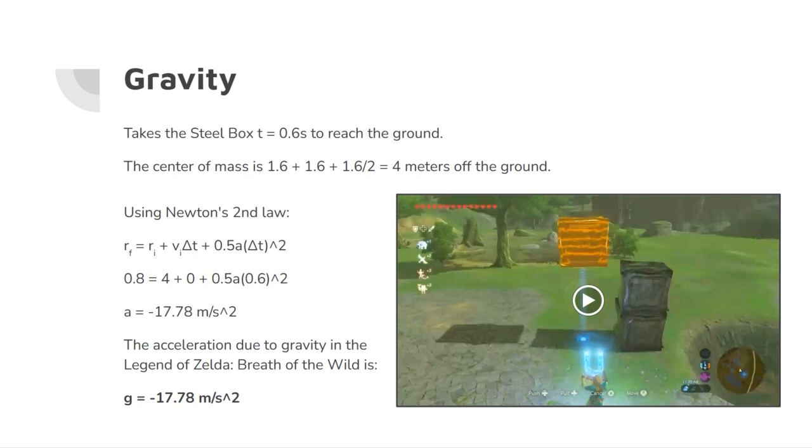Finally, for the gravity, I basically held up a block at rest using another ability, and then dropped it to find the acceleration due to gravity. It was 4 meters off the ground. I could use Newton's second law to determine the acceleration due to gravity, and I found that to be negative 17.78 meters per second squared.